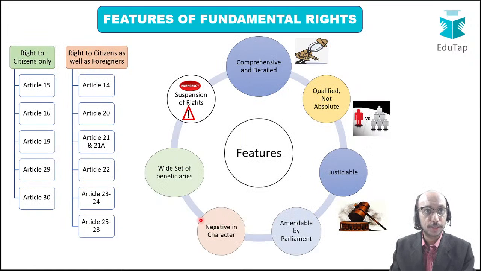Now, there are certain rights which are available to citizens only. So 15 is available only to citizens. Do you remember what is 15? If you remember, please type it out in the comment section. 16 is available only to citizens. Please type out what is 16. 19 is available only to citizens. 29 is available only to citizens. 30 is available only to citizens. The test that you should be subjecting yourselves to is that you should remember, you should be able to recall, you should be able to tell me what it is that 15 talks about.